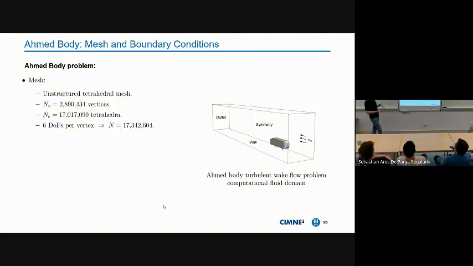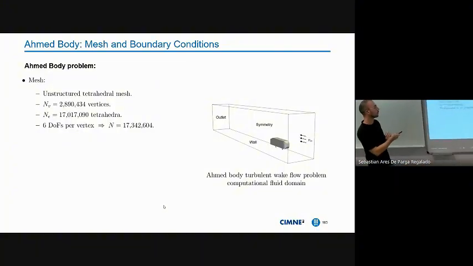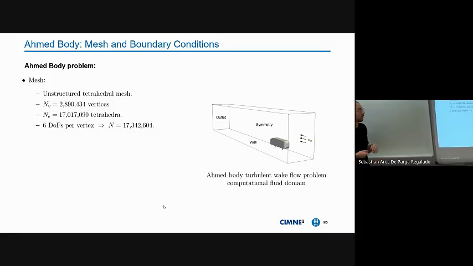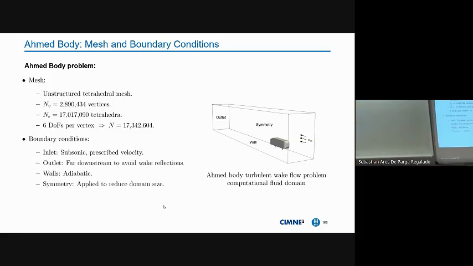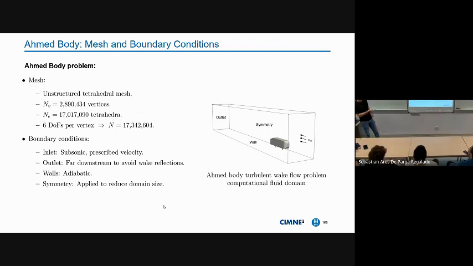A little bit about the mesh. Here we have 17 million degrees of freedom, and also 17 million elements. As for the boundary conditions, just to make sure I am not forgetting anything, we have an inlet with prescribed velocity. We also fix the velocity on the outlet to avoid reflection on the wake. Then we apply non-slip or adiabatic conditions on the walls.